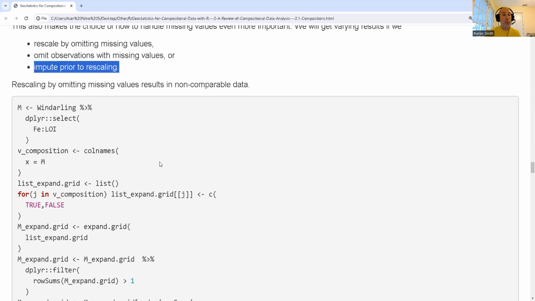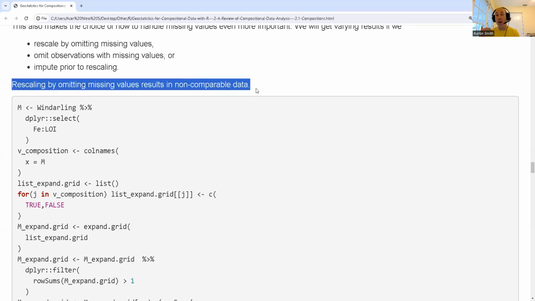All right, so when I rescale by omitting missing values, I'm going to end up having non-comparable data. And so maybe I'll compare the rows anyway, depending on my project. Maybe I won't, but I have to be very, very mindful of the impact that can have on my conclusions, that I might end up mistakenly comparing apples to oranges. They're both fruit, but they shouldn't be compared to each other unless I just don't have other options.